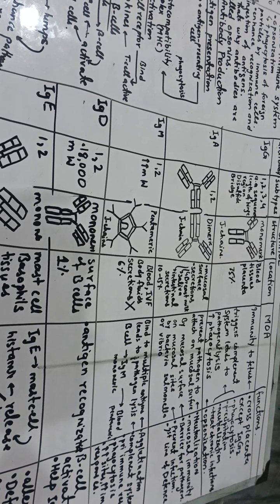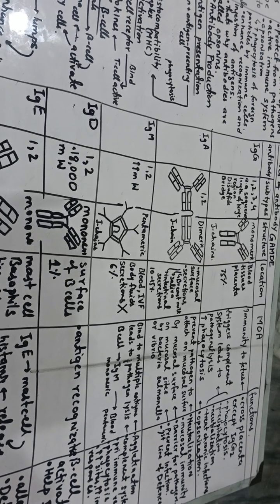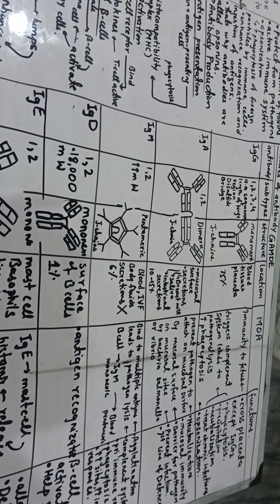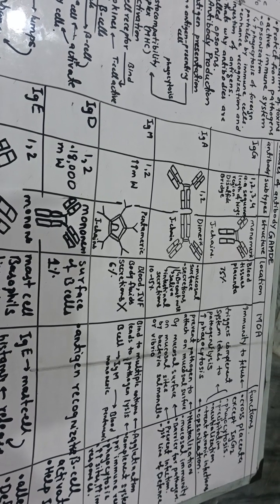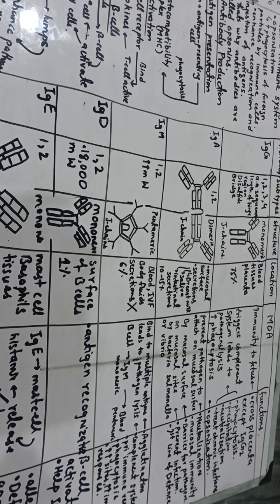IgA has two subtypes, 1 and 2: IgA1 and IgA2. They are dimeric, their structure is given, and they have J chains. They are present on mucosal surfaces. They cause secretions in breast milk. They are present in the secretion of your saliva and also in intestinal secretions, having an abundance of 10 to 15%. Their mechanism of action is that they prevent pathogenesis by attaching to the mucosal surface.